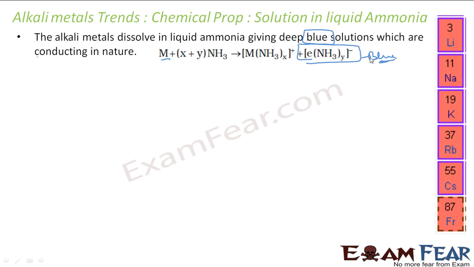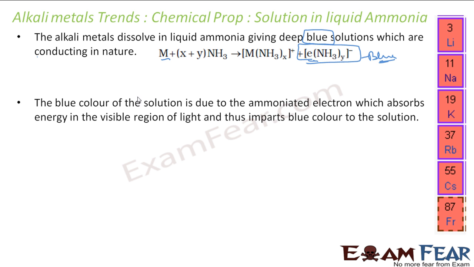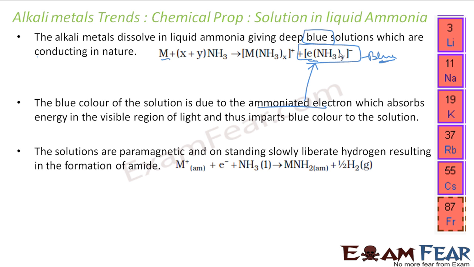So these ammoniated electrons are responsible for the blue color. The blue color of the whole solution is because of the ammoniated electron, because this electron absorbs the visible range of light other than blue, and reflects the blue color. So these electrons are blue in color actually. One more good property of this solution is that it is paramagnetic. Please note, this is paramagnetic.